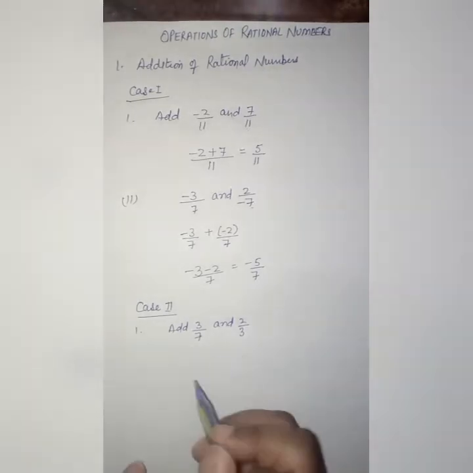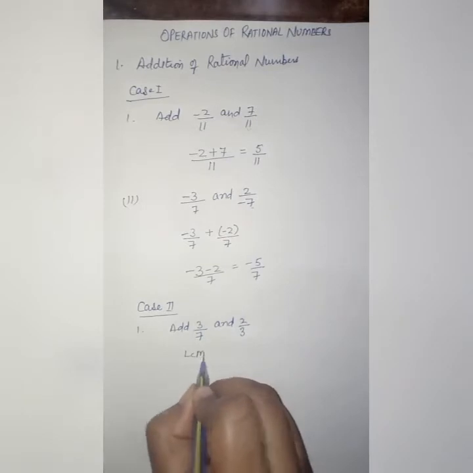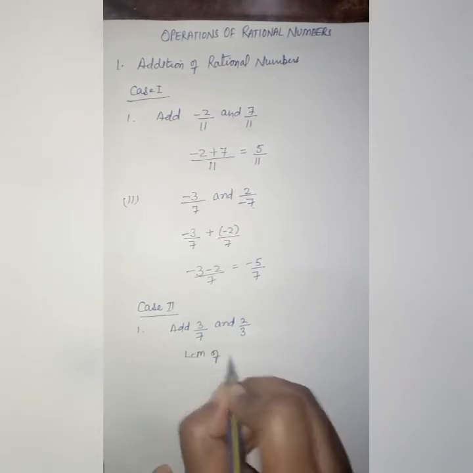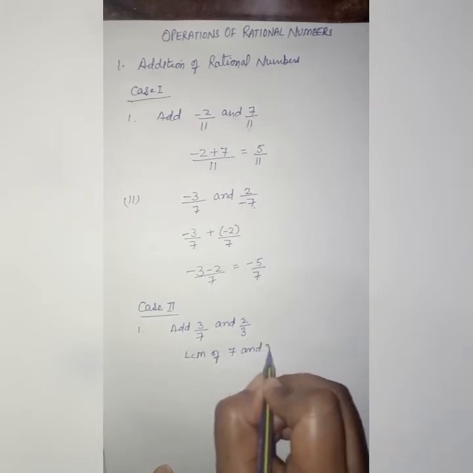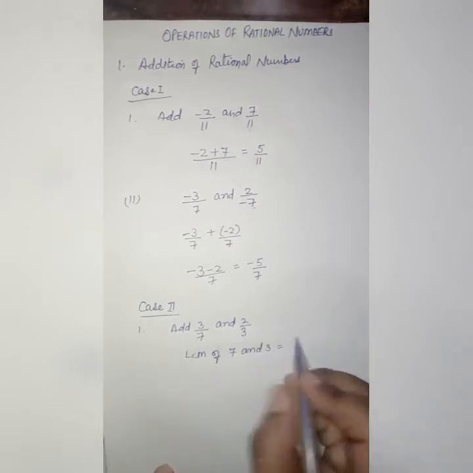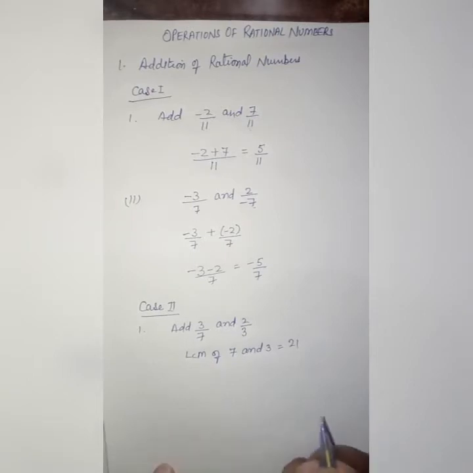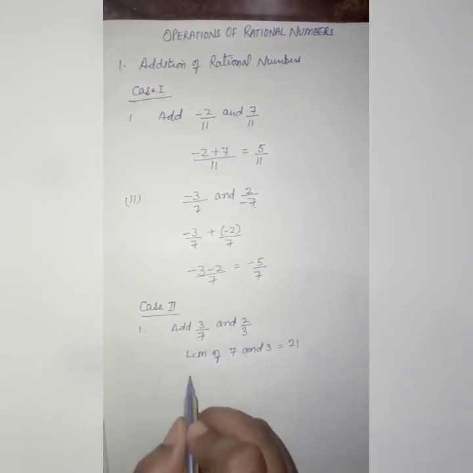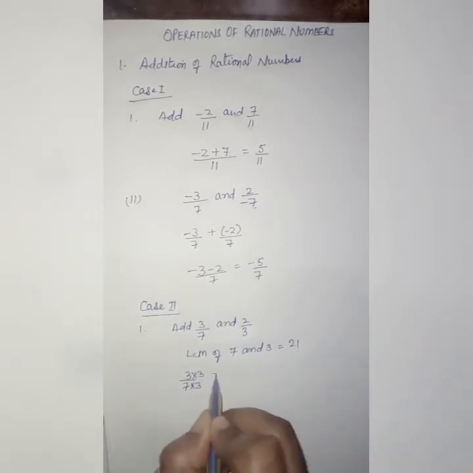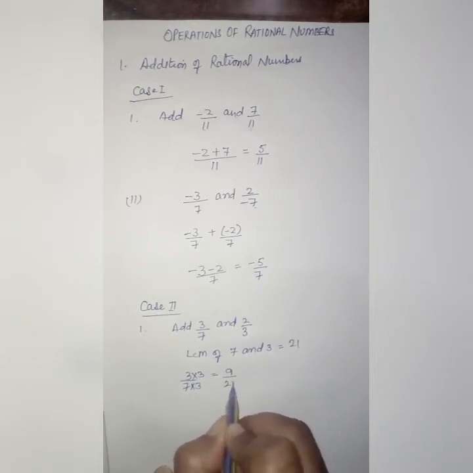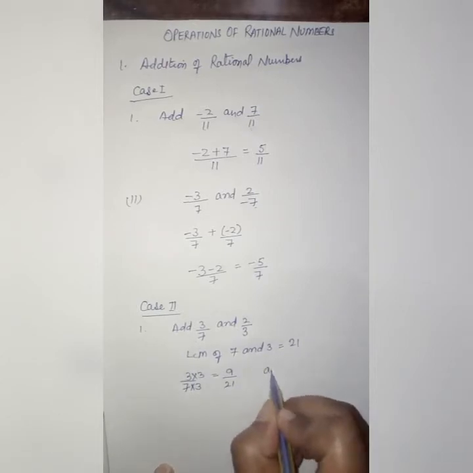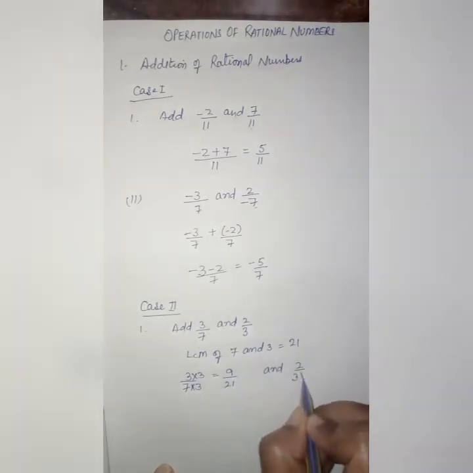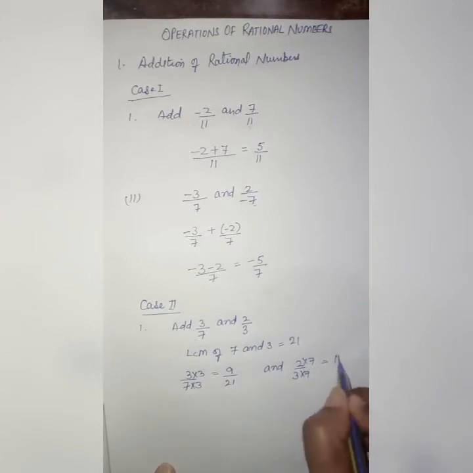So for that you will find the LCM, and LCM of 7 and 3 is equal to 21. Now you will make the denominator same. So 3 upon 7 into 3 into 3, it will become 9 upon 21, and 2 upon 3 into 7 into 7, it will become 7 2s are 14 and 7 3s are 21.